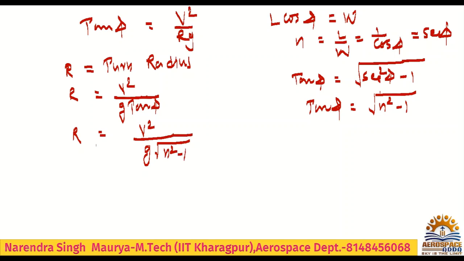You keep it here: r is equal to v square divided by g root of n square minus 1. This is the turn radius. You wanted this turn radius in terms of velocity and load factor, and you got it, because n is the load factor. This is equation number 1.